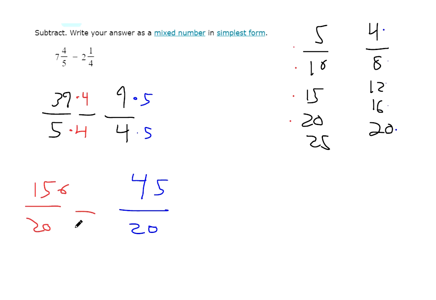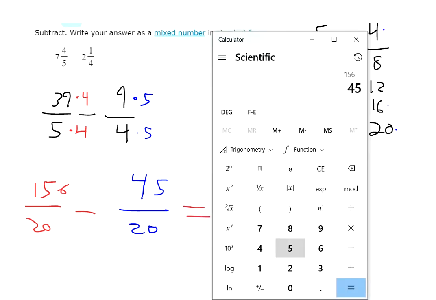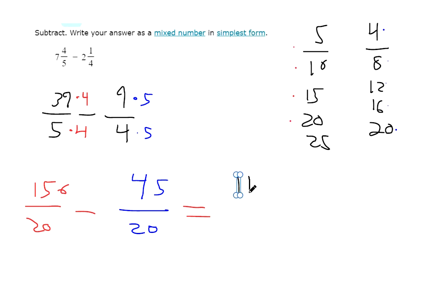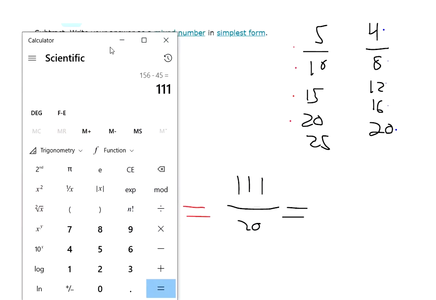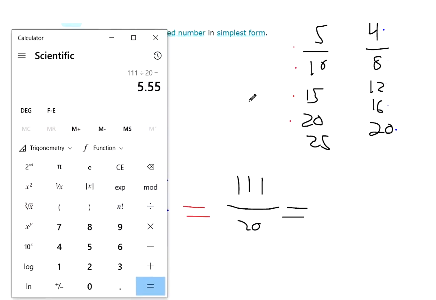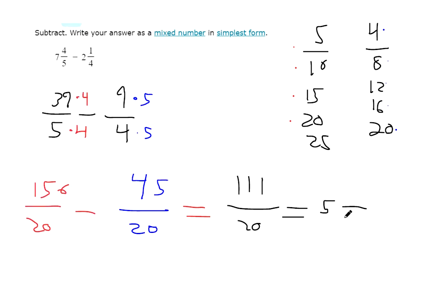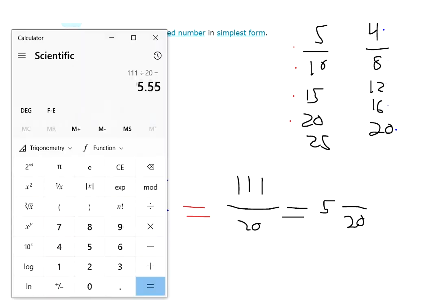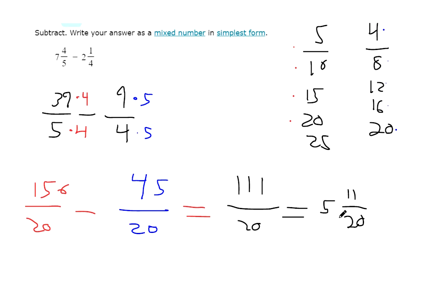Now we can subtract them, okay, because the denominators are the same. So 156 subtracted by 49, I think that gives us 109, but I'm going to double check with my calculator here. Oh, wow, 111. I was off by quite a bit. 111 over 20. And then to convert it back to a mixed number, let's do the same thing we just did. Take the top number, divide by the bottom number. So it fits in 5 whole times. And to find out the remainder, we take the decimal part, the 0.55, and multiply that to our divisor. So 5 11/20.